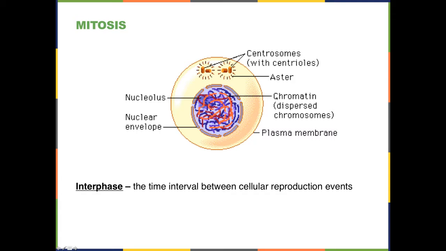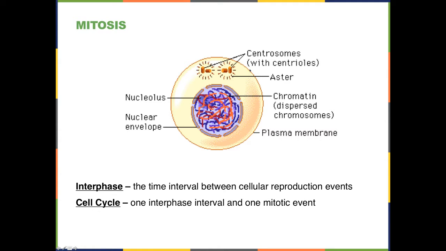But what begins to happen during interphase is that chromosomes begin to shorten and begin to become more distinct and easier to see. You can also see here's the nuclear membrane, the nucleolus, which is where RNA is produced, and the plasma membrane here.